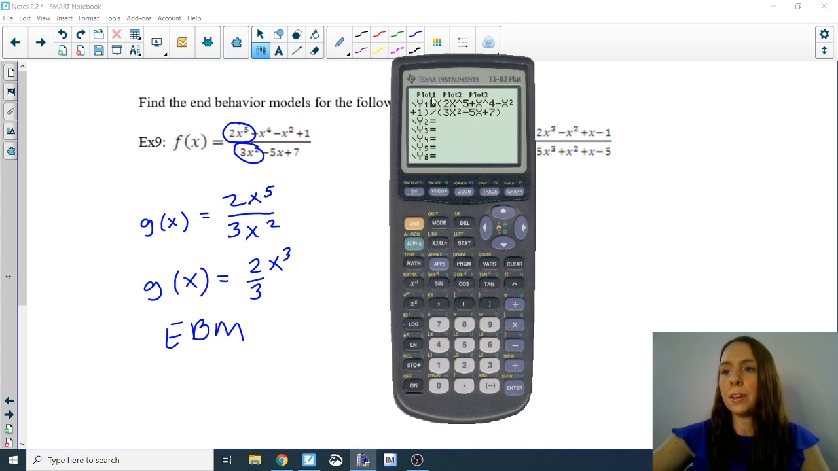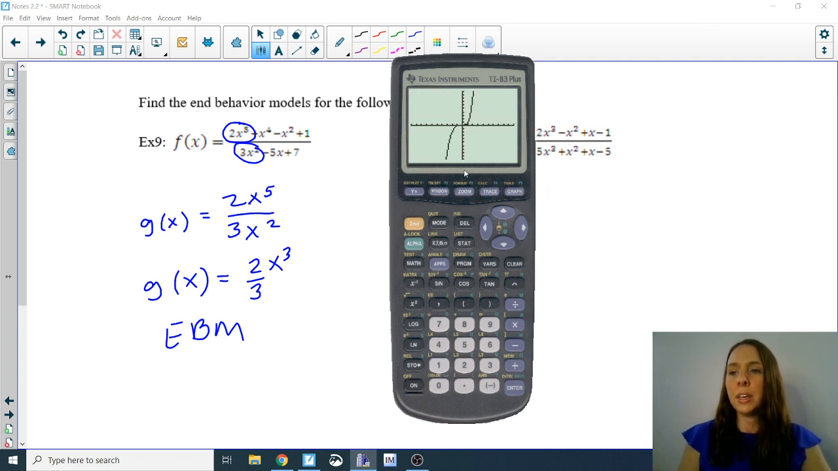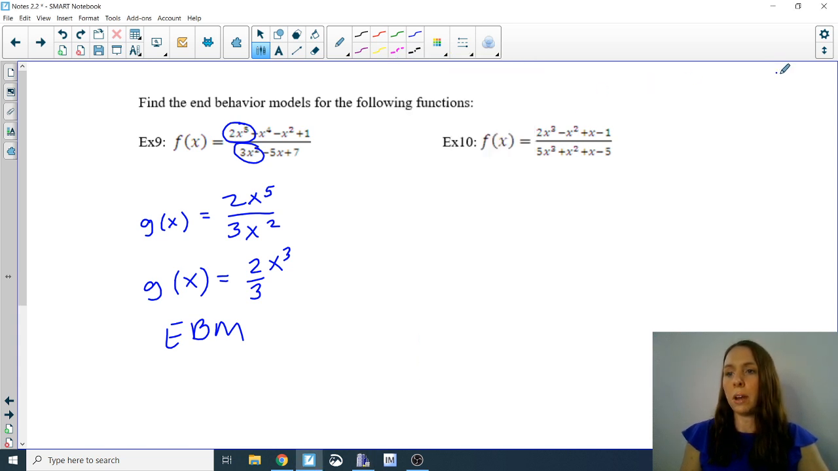I graphed the original f of x function, and I don't even think I have to show more proof than a standard viewing window to you. Take a look at that. That is definitely looking like a cubic graph, right? Like a y equals x cubed graph. And so, again, this end behavior model of 2/3 x cubed is a pretty good end behavior model to use, when you look at that graph.